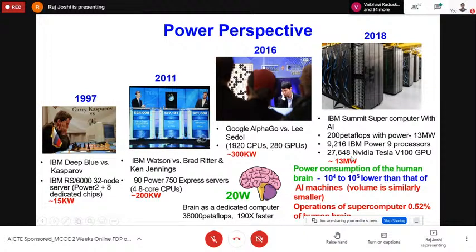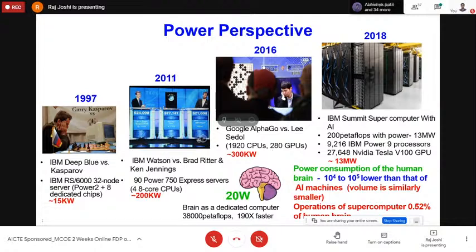13 megawatts. That's amazing, because the power consumption of the human brain is 4 to 5 orders of magnitude lower than that of an AI machine. This supercomputer is used for finding compounds against COVID. How can the computer do this? Because of all the permutations and combinations of carbon, oxygen, hydrogen, all kinds of compounds are mixed to come up with a solution.